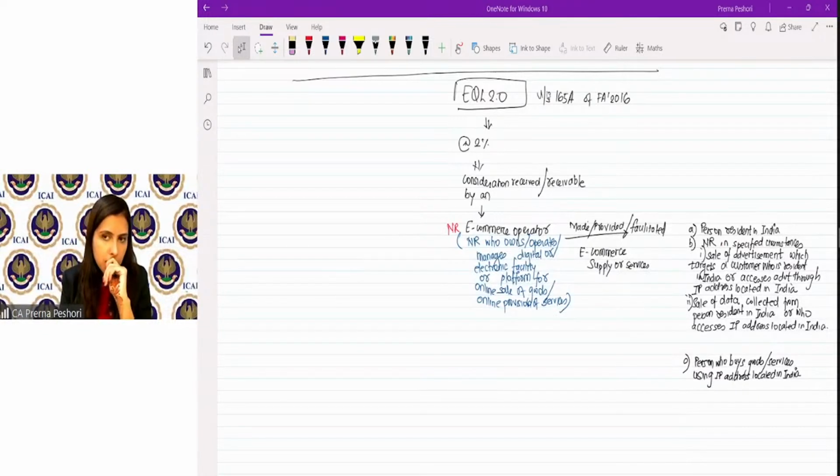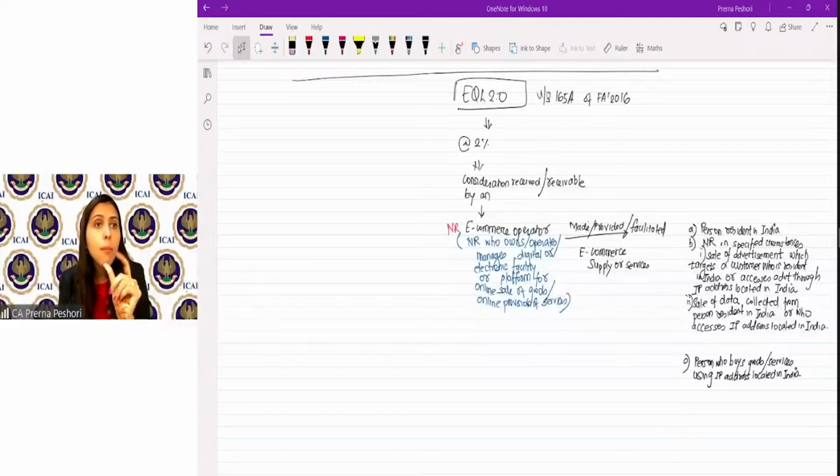Let's say, for example, Nike is, let's say, a US resident. Now, Google is selling the advertisement space to Nike. Now, the Nike's ads are going to be directed only to the Indian resident or any person who accesses the advertisement through the IP address located in India. Then in that case, Google has to pay equalization levy 2.0.